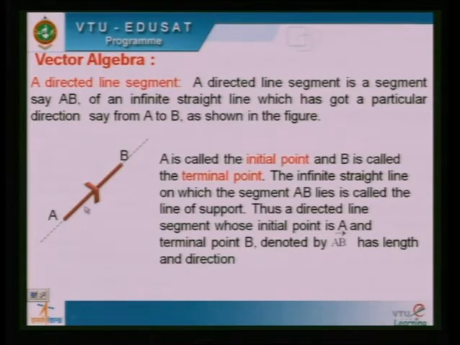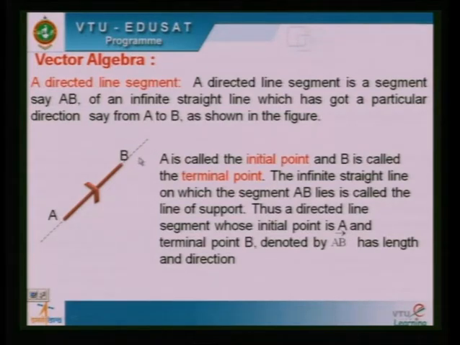Here the dotted line is an infinite straight line, which has a particular direction. You can observe the direction of the line segment from A to B, as shown in the diagram. Then you may ask, what do you mean by A and what do you mean by B? Here you may call A the initial point, and B the terminal point.